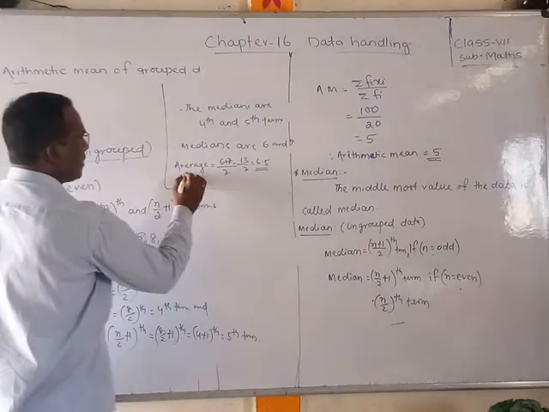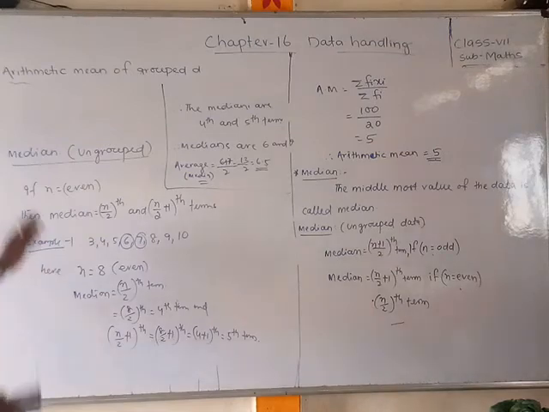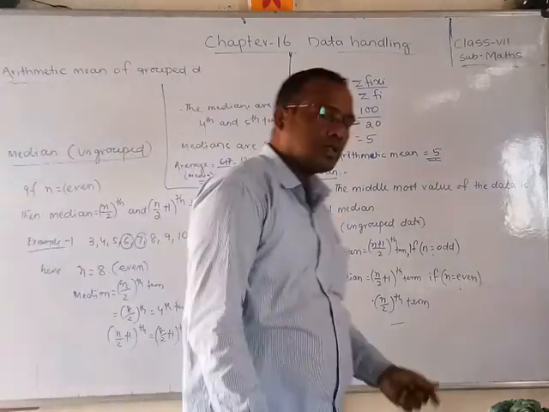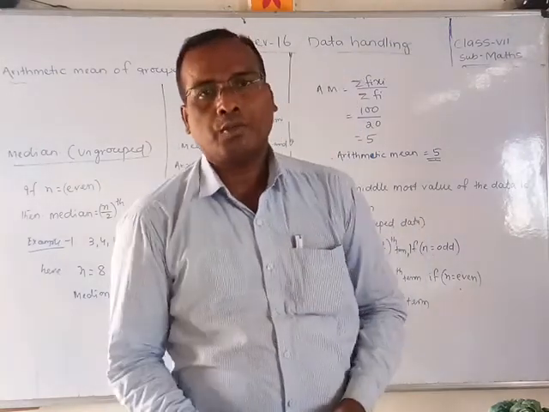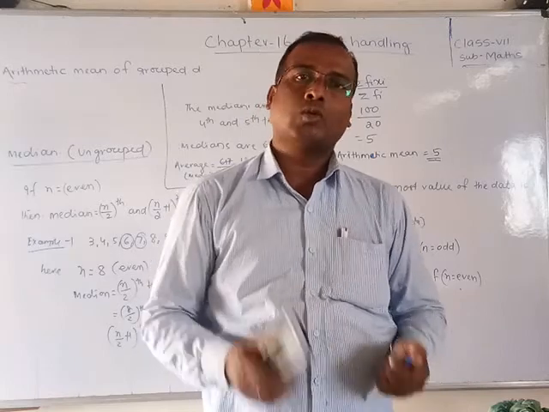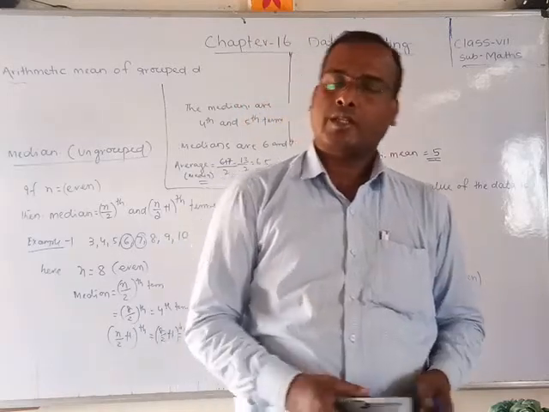So this is our average median. These are all about the arithmetic mean of grouped data and the median. I hope you have understood. Next we will discuss the mode, which is another measure of central tendency. Thank you all, students.